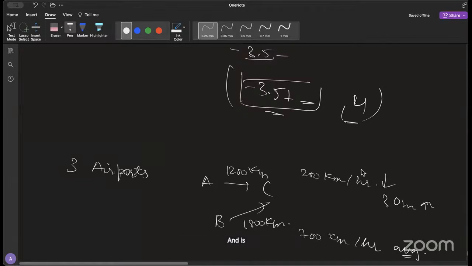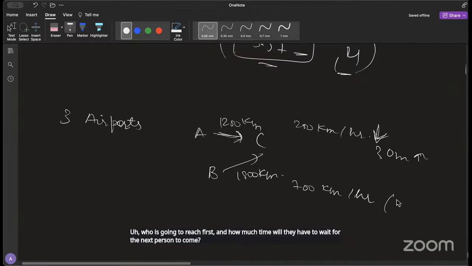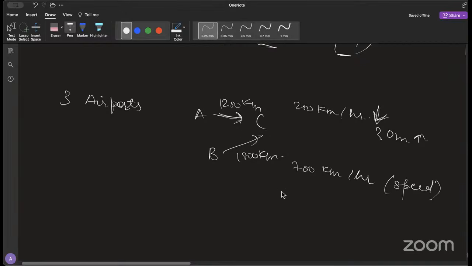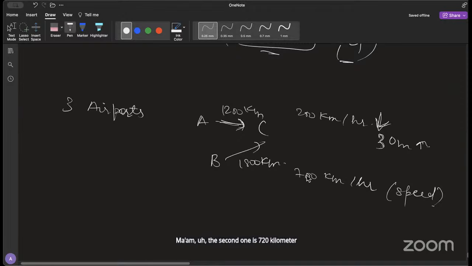And is this 200 kilometers per hour the average speed, or is it the amount by which your speed is reduced? It was reduced by 200 kilometers per hour. And we don't have the average speed for this one? From point A to C, they haven't given the initial speed. Okay. What's the question then? What do we have to find? Who is going to reach first and how much time will they have to wait for the next person to come? Ma'am, the second one is 720 kilometers per hour, the average speed.